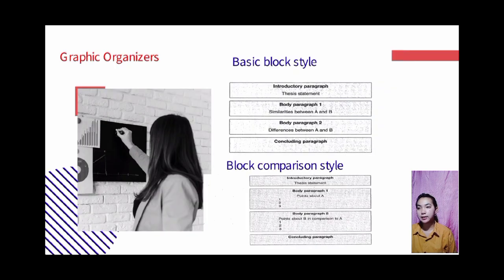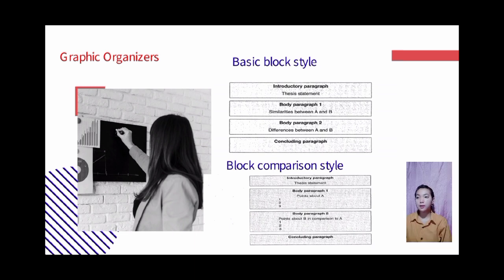There are basically three ways of organizing an essay that compares and contrasts. They are called basic block, block comparison, and point-by-point comparison. The first style is the basic block. First introduce the similarities between two objects and then the differences, or vice versa. It looks like this.